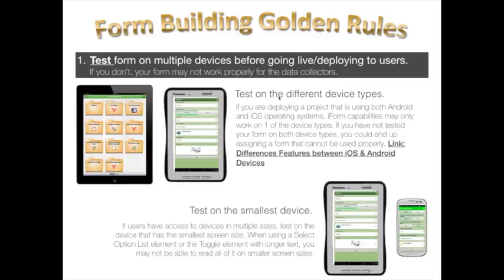But our first form building golden rule is make sure that you test your form, not just on the multiple devices, but always test before you've deployed your form to your users. The worst thing in the world is creating a form and then not having your user base have the ability to actually collect data because you didn't test it. So make sure you test it, test on the different device types, and test on the smallest device.